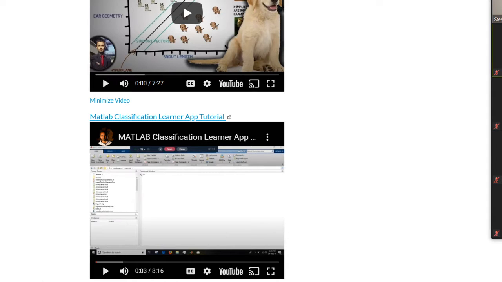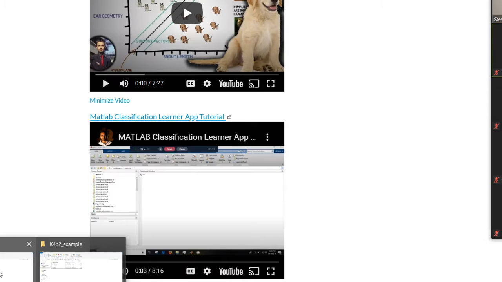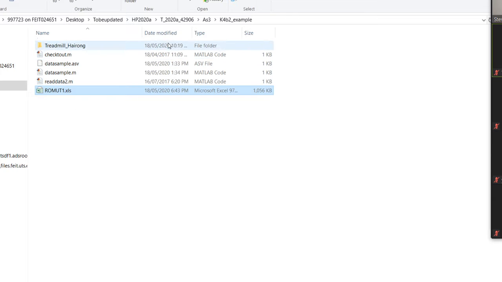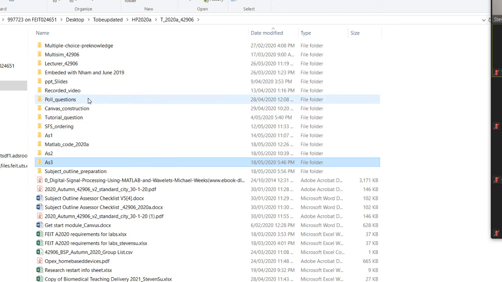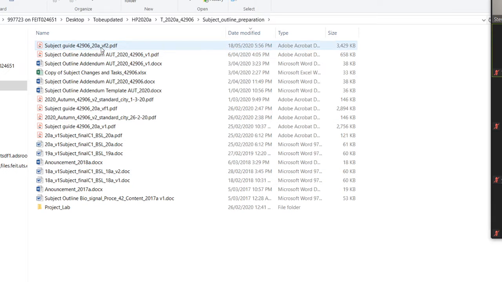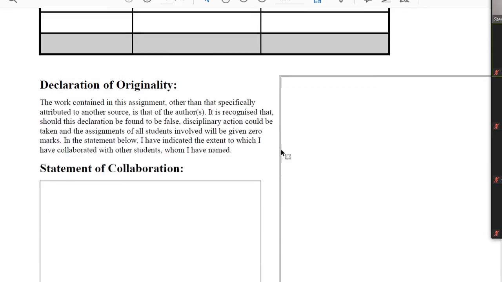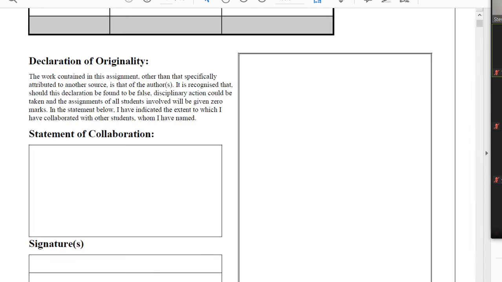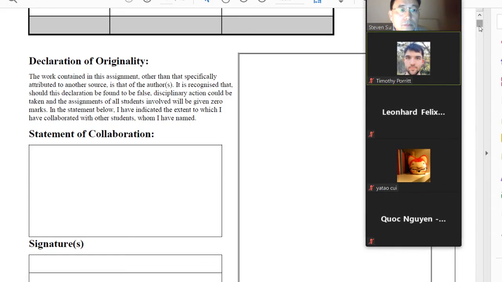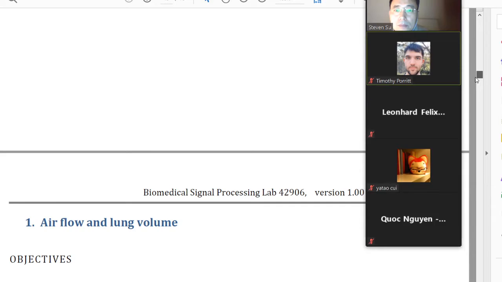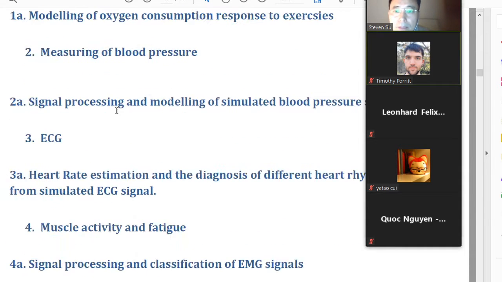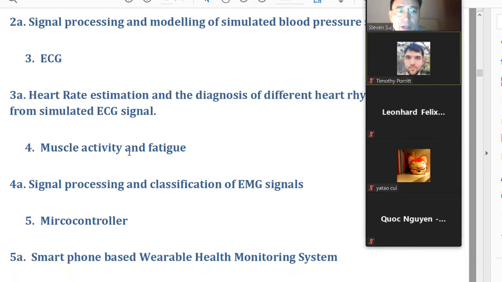First, I updated the learning guide. I didn't put it on Canvas yet, but I will after you select the project. Subject outline preparation, the second version. Before, we have five projects.